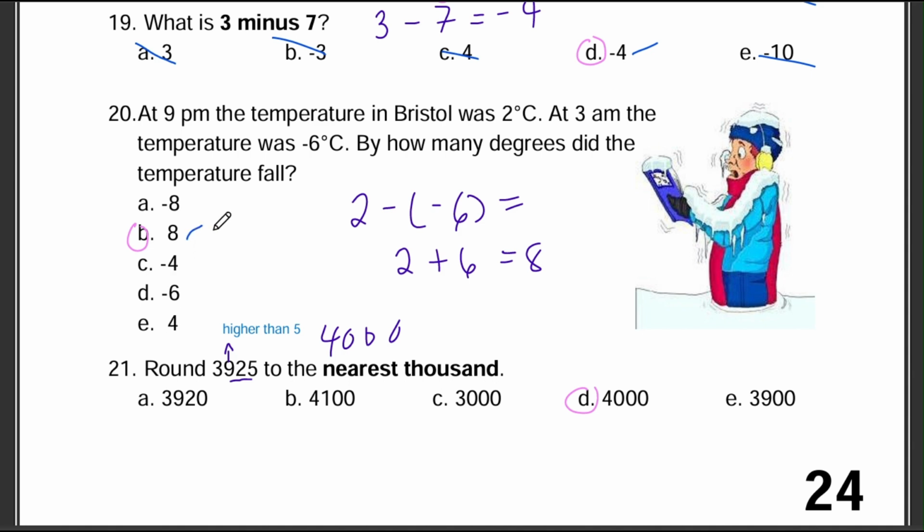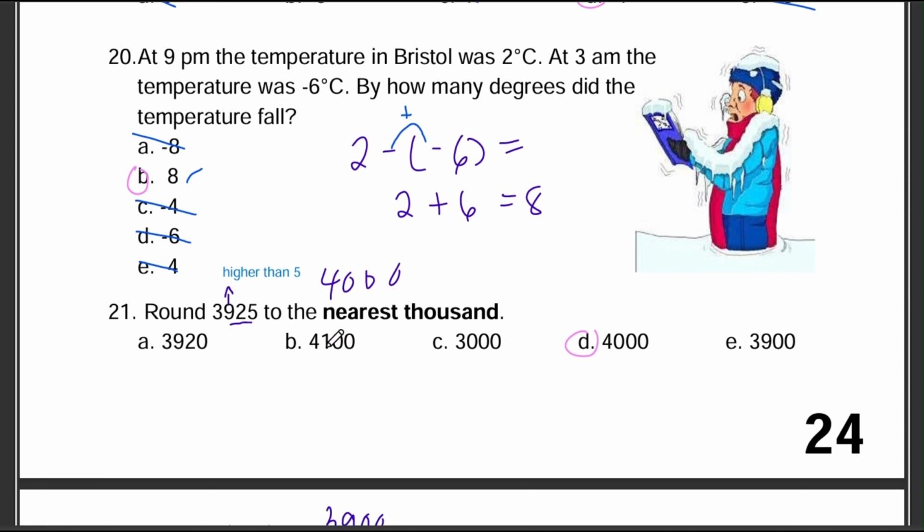From 2 degrees Celsius to -6 degrees Celsius, the fall means 2 minus -6 equals 2 plus 6 equals 8 degrees fall. Remember that subtracting a negative number is the same as adding a positive number. Why not the others? A. -8 is the wrong sign. C. -4 is the wrong calculation. D. -6 is not correct. E. 4 is too small.